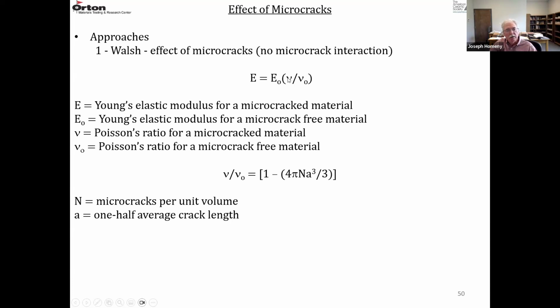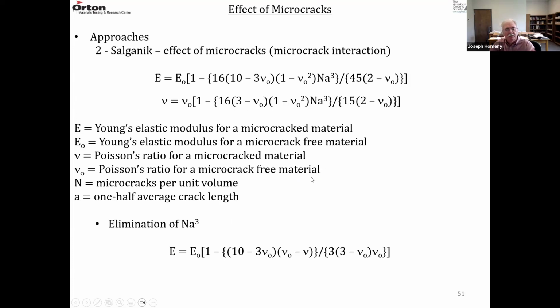So he's describing the effect of microcracks on E by this Poisson's ratio difference here. So nu over nu zero, he defines as 1 minus 4 pi N A cubed divided by 3. N is the microcrack density, the microcracks per unit volume, and A is 1/2 the average crack length. So you would substitute that ratio into here. It's not easy to measure the microcrack density or the half crack length.